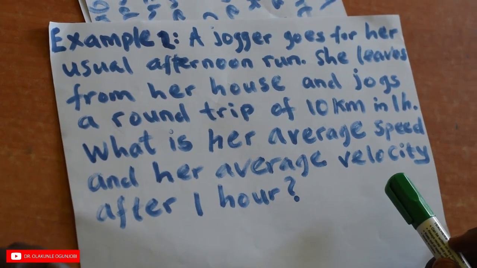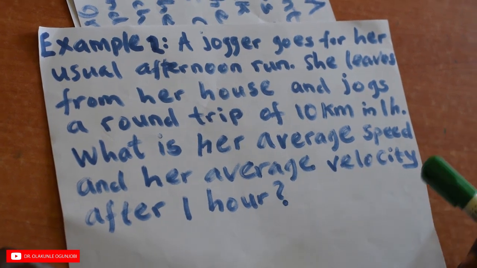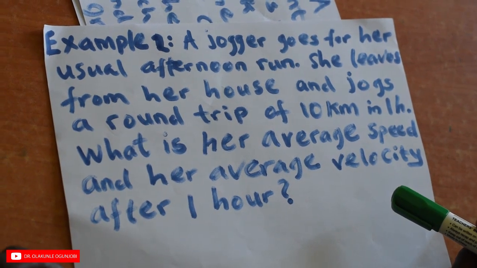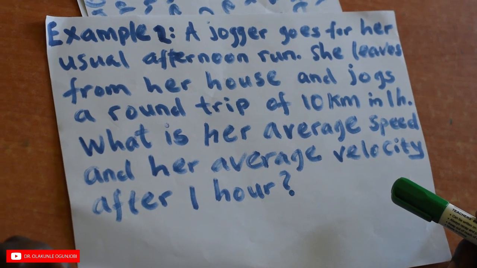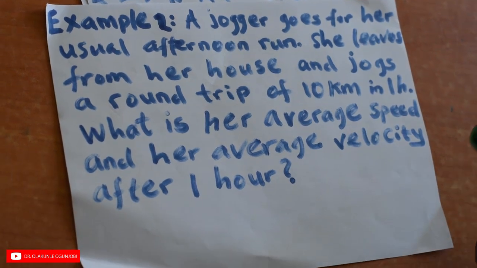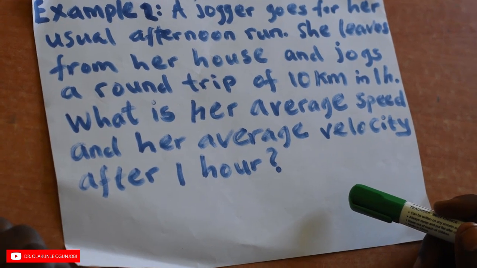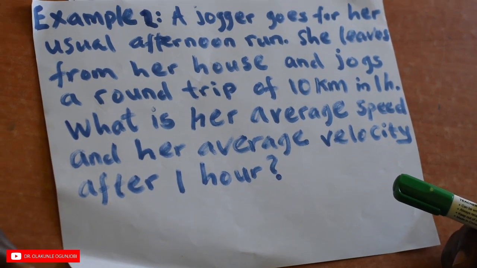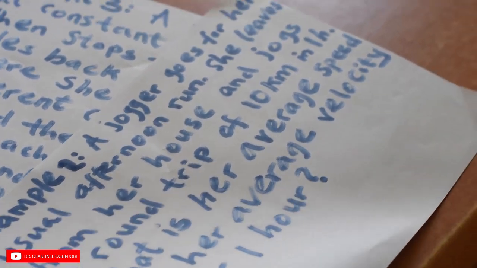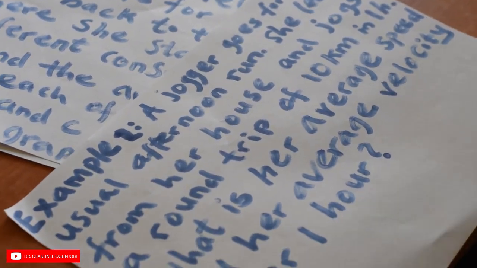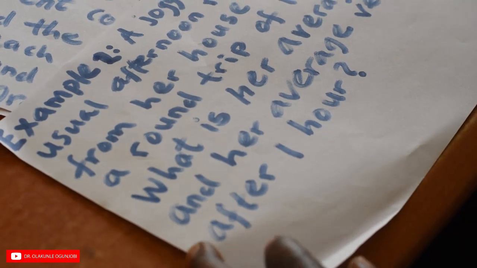A jogger goes for her usual afternoon run. She leaves from her house and jogs a round trip of 10 kilometers in 1 hour. What do you think is going to be our answer? Please let me see that through your comment section. I'll be glad to look at it.